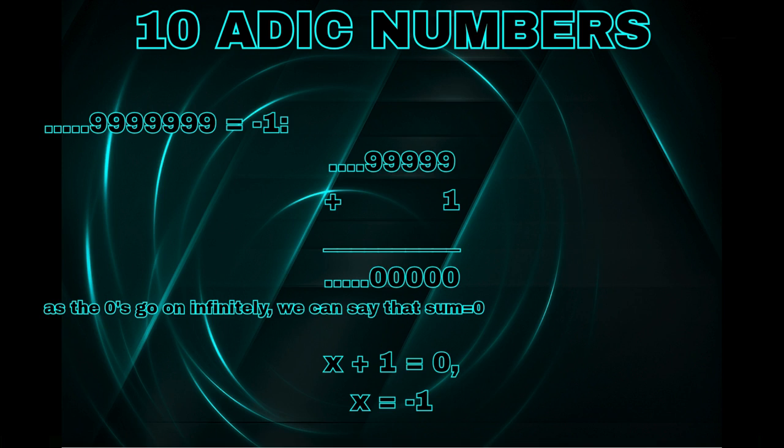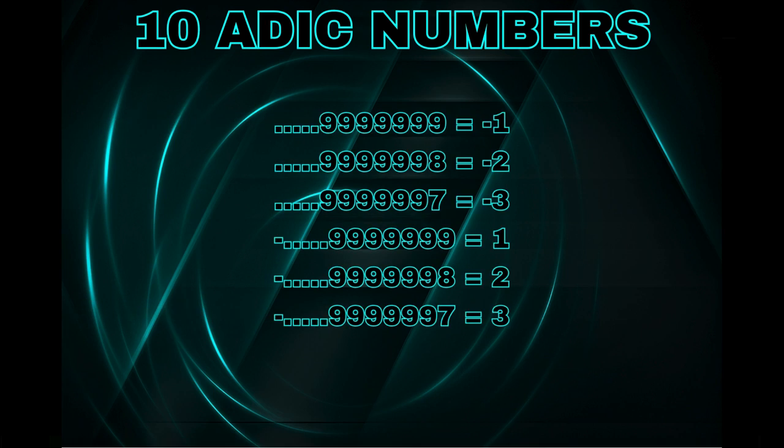Now let x plus 1 equal 0, so x equals -1. By comparing the two, we can say that the 10-adic number ...999 equals -1. Using this, we can also find these values present on screen.